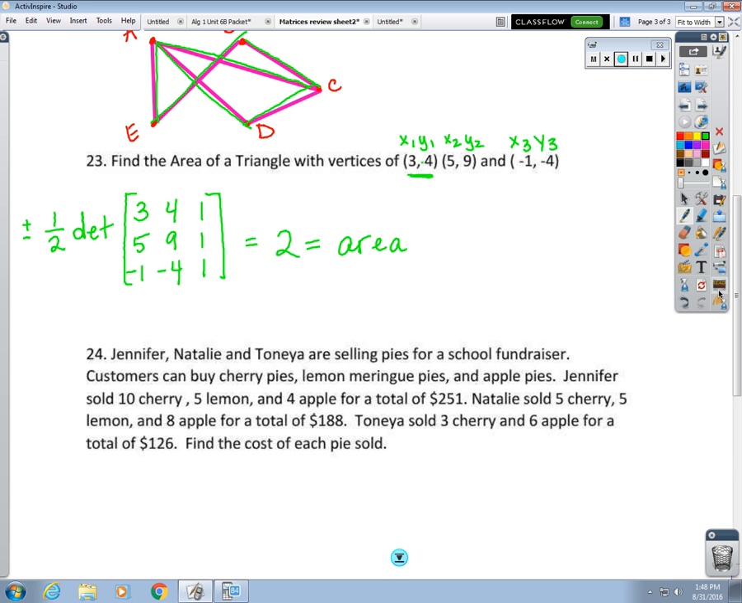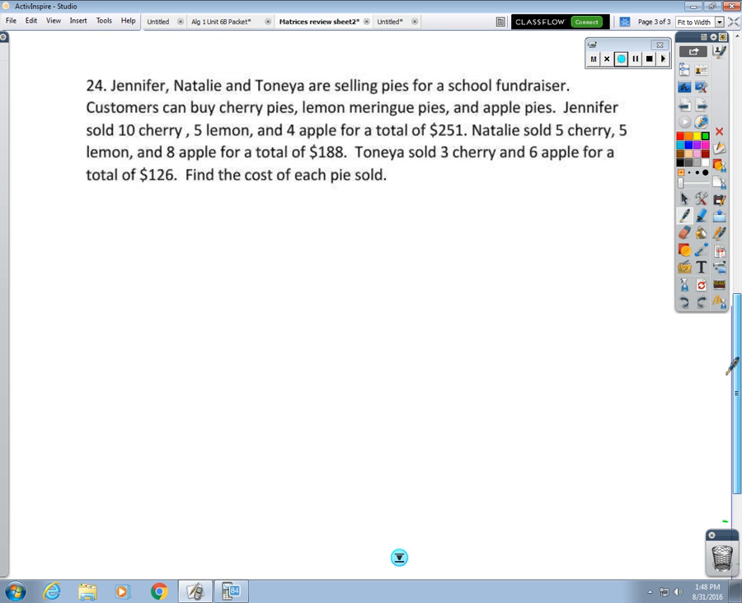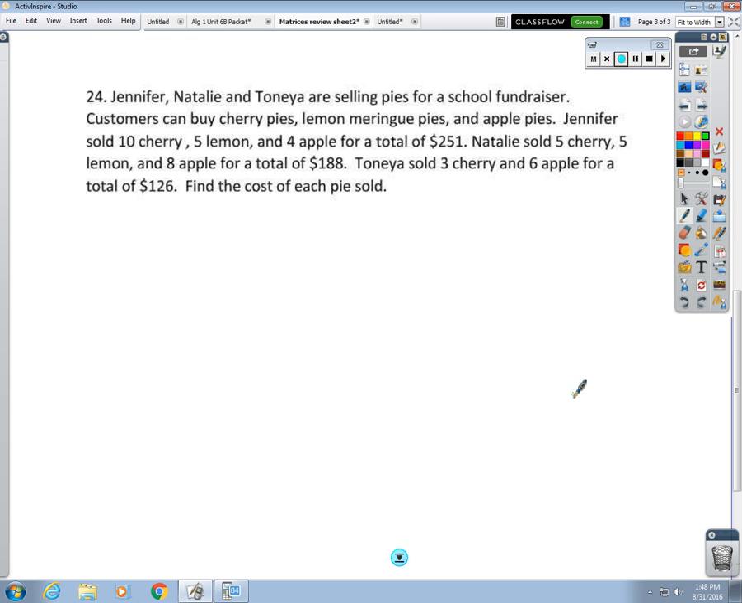Okay, number 24. Jennifer, Natalie, and Tanya are selling pies for a school fundraiser. Customers can buy cherry pies, lemon meringue pies, and apple pies. So what do you think our variable should be? C, L, and A. Okay, now look, we have Jennifer, Natalie, and Tanya. So that's 3 equations. So I'm going to write those variables 3 times. Okay, and then you just make your equation.